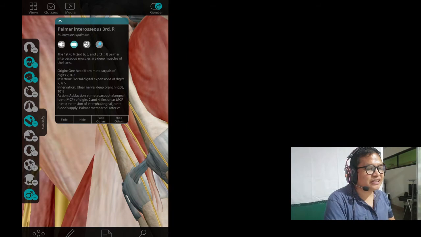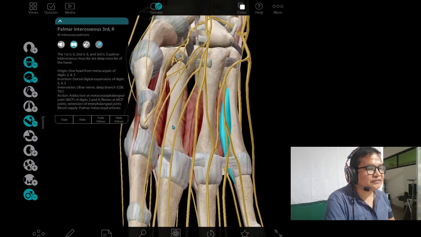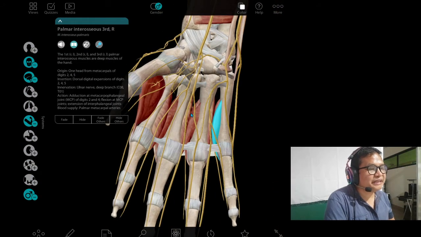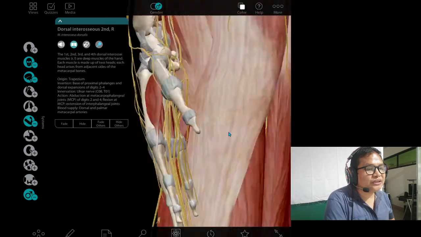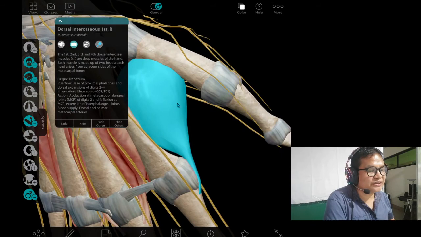Okay? So what innervates these interossei? The innervation is the ulnar nerve. Even your dorsal interossei, they are innervated by the ulnar nerve.